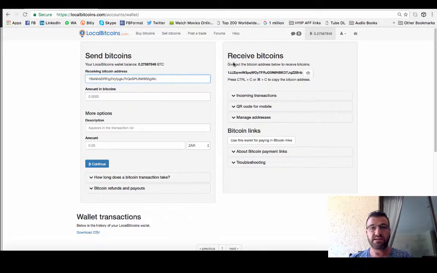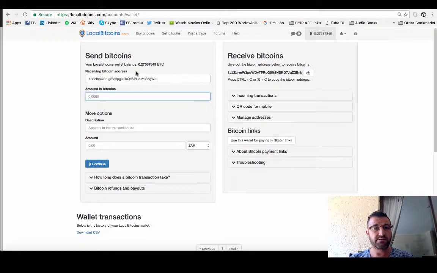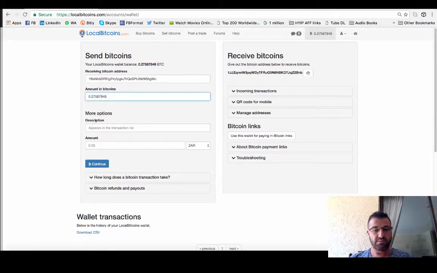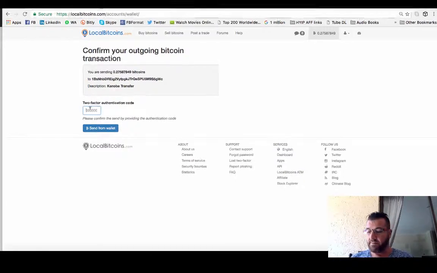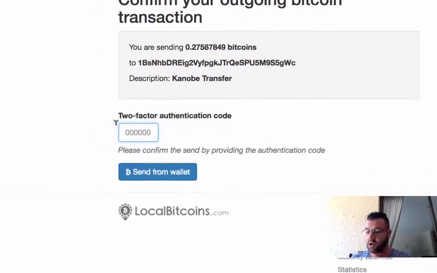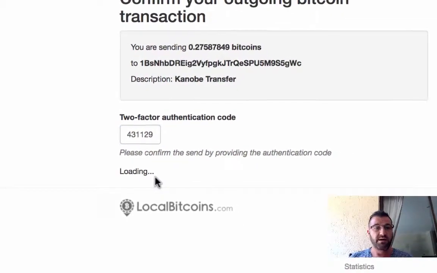So I'm going to send from this account to my other account, and I'm going to send the total amount of Bitcoin in that wallet. And I'm just going to put there what the account name is, transfer, and that's the amount of Rand value that I'm about to transfer. I'm going to confirm, and it's going to ask me for my GA code, which I'll get now. And that's the GA code, which I said changes every time.